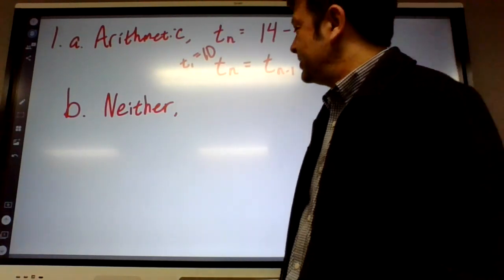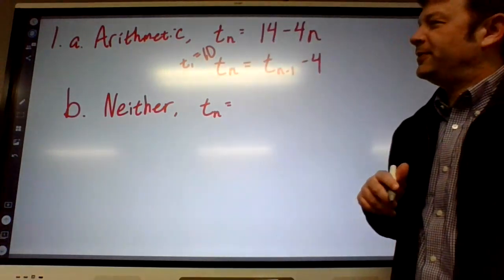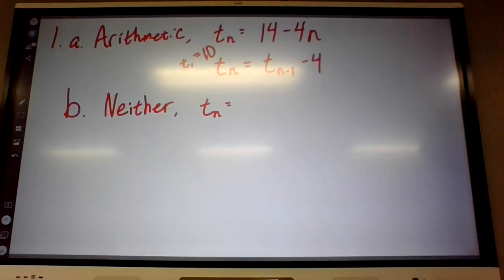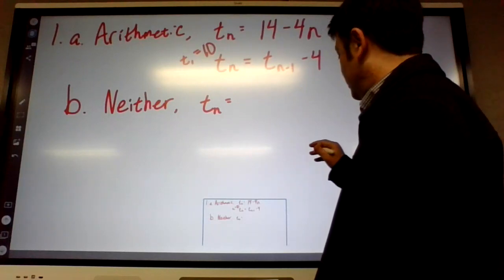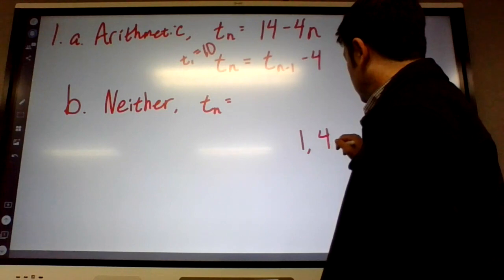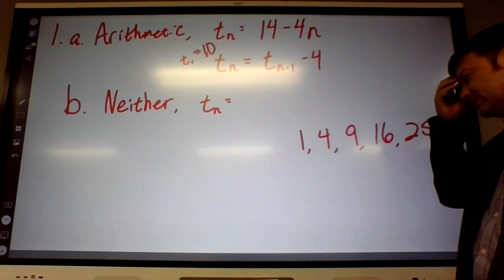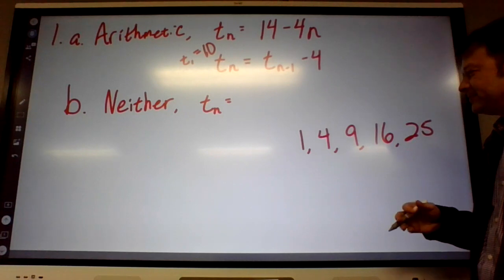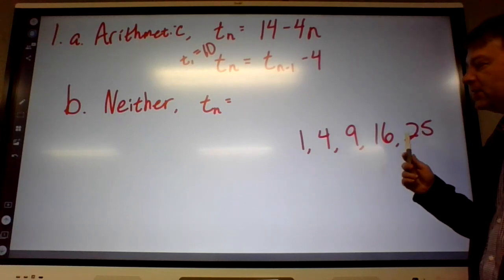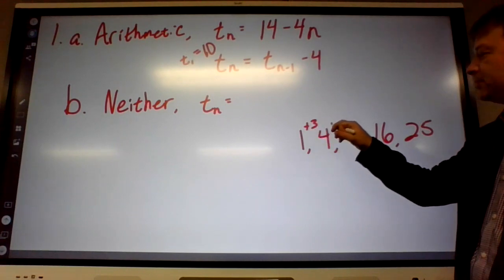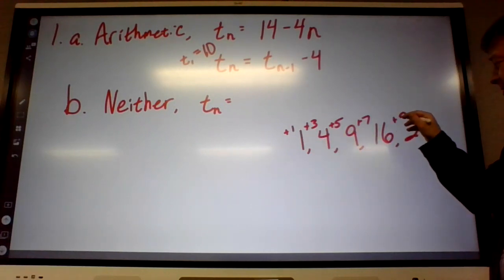Okay, this one, I don't know. I couldn't think of an easy way to figure this one out. So when you're adding odds, I forgot to zoom out. You guys recognize these numbers? Those are squares. Yeah, you mentioned them yesterday. It's 1 squared, 2 squared, 3 squared, 4 squared, 5 squared. And if you look at it, they also go up by odds, interesting enough.